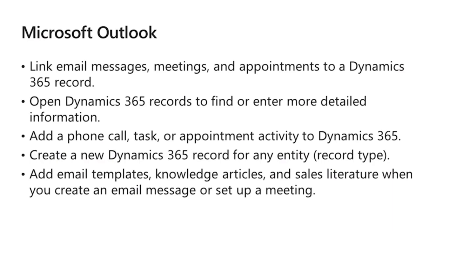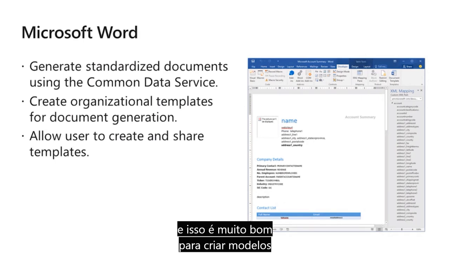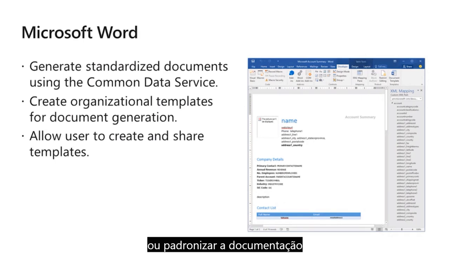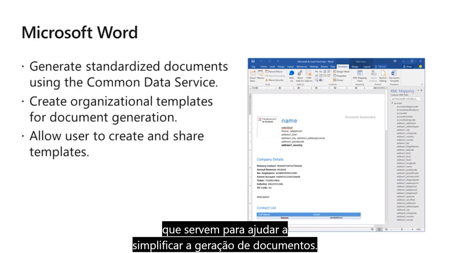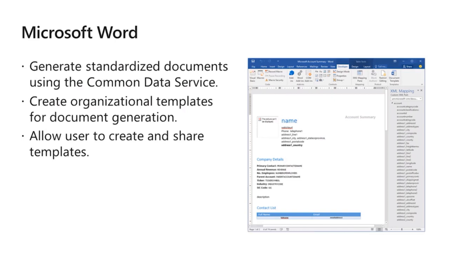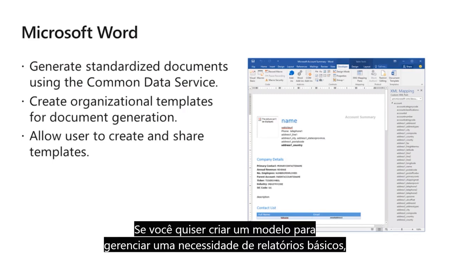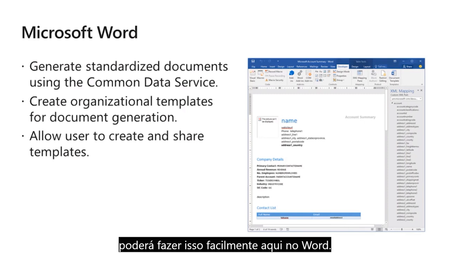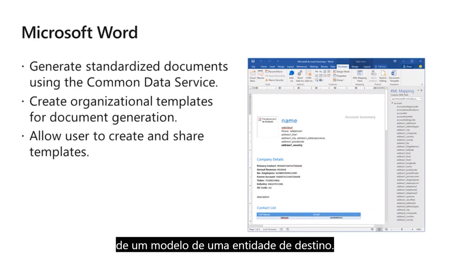Next, we have Microsoft Word. This is really good for creating templates or standardizing documentation using different records from the Dynamics 365 Common Data Service. You can create organizational templates that are there to help with simplifying document generation. Depending on the permission setup, users can actually create and share their own templates with others. So if you wanted to create a document template to manage a lightweight reporting need, you can easily do that here in Word. You can even generate Word templates as a specific document from a template of a target entity.